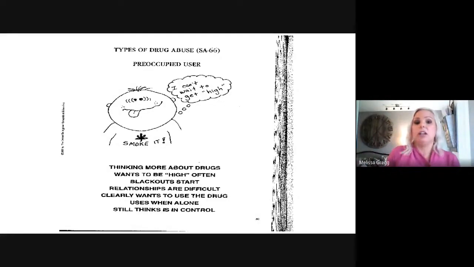The preoccupied user: I can't wait to get high, thinking more about the drug, wants to be high often, blackouts may start, relationships get difficult. Maybe you may even notice a friend start to hang out with other people that are using drugs and they're being mean to you. And you're like, well, what did I do? It could just be because the other people that they want to hang out with are also engaging in that behavior, and they just don't want to hang around with you because you're not doing the same thing that they're doing. So don't take those things personally. Uses when alone, that's when it really starts to get serious.